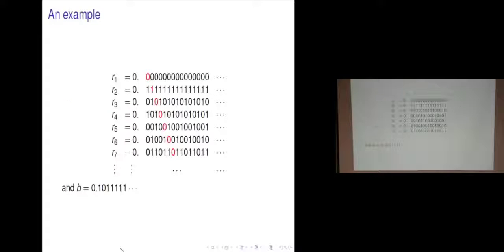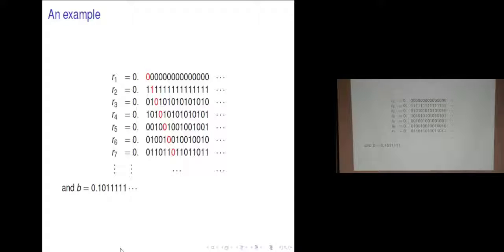For example, here, this B is not any one of these, right? To see B is not R5, just look at the fifth digit. The fifth digit of R5 is 0, my B will be 1, right? For each number in this table, I have one digit which is different. So this B does not appear at all in this picture.